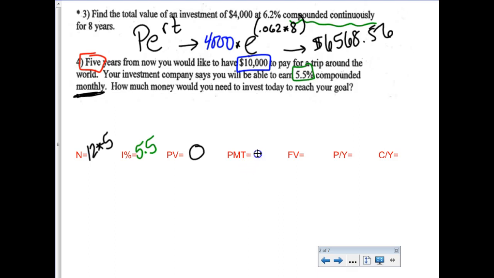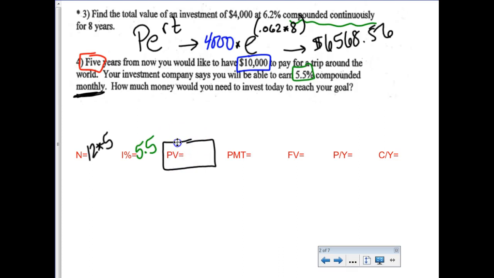So you are going to, oh, I'm sorry, back up. Isn't that what we're looking for? I was about to do something really dumb. We're going to have no money ever. We're never going to get around the world. This is what we're trying to solve for.